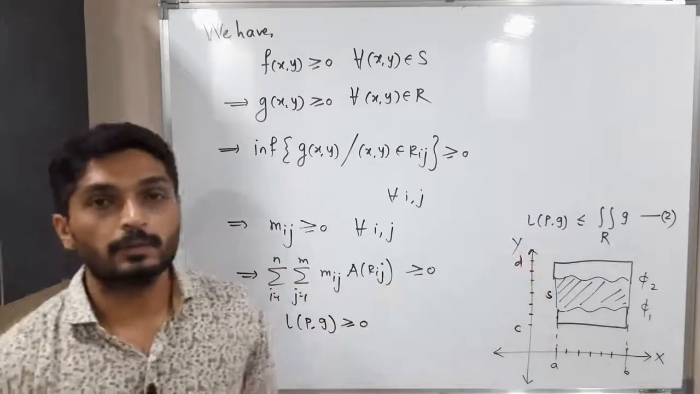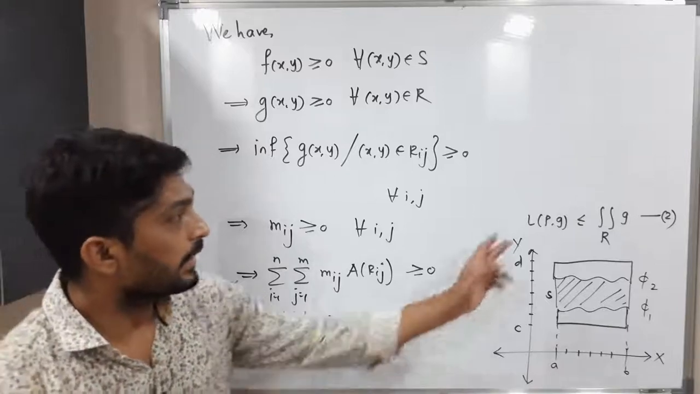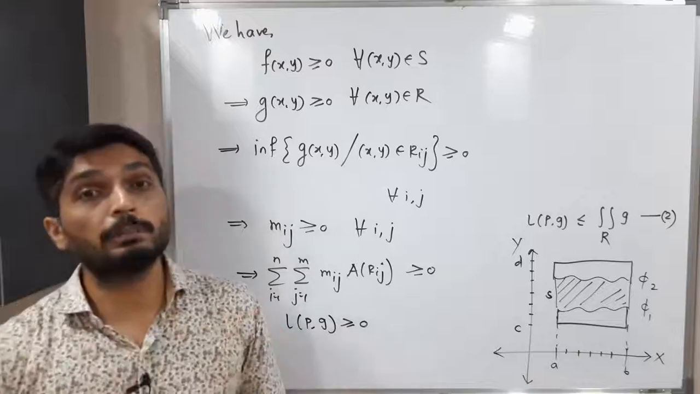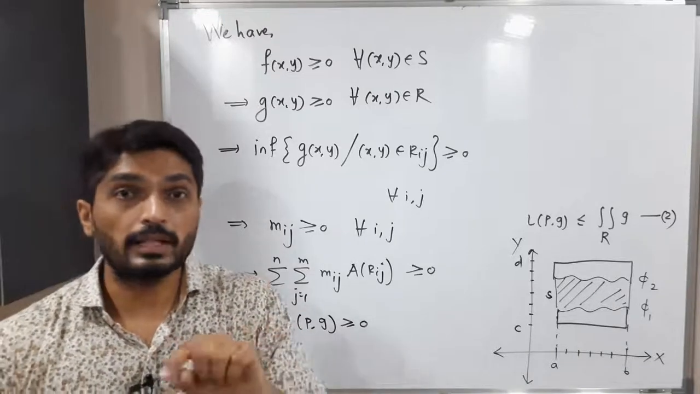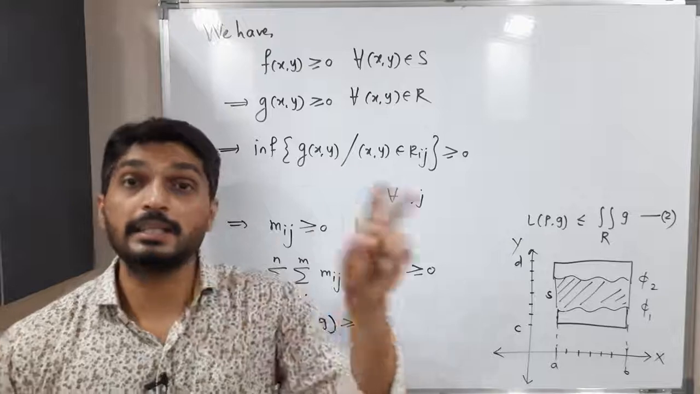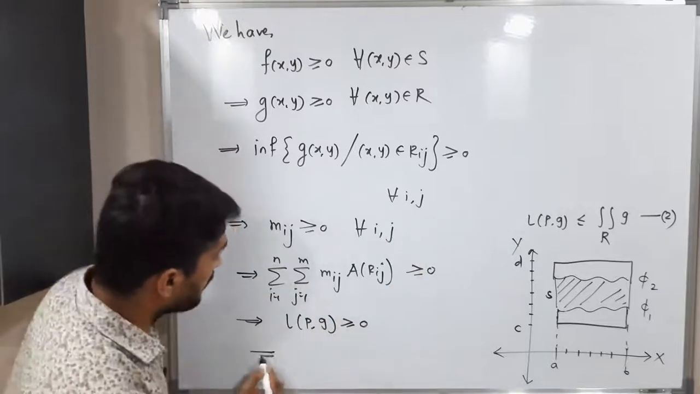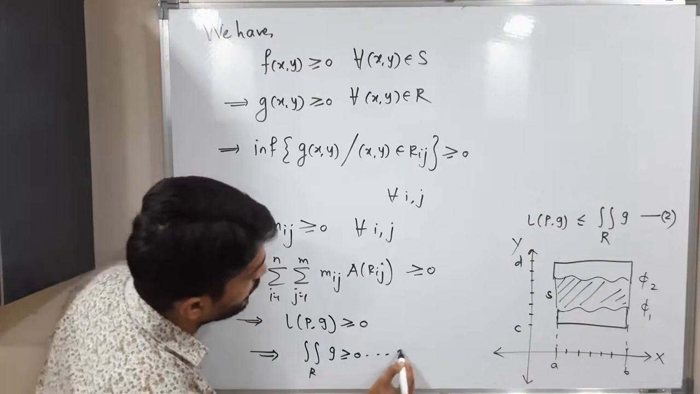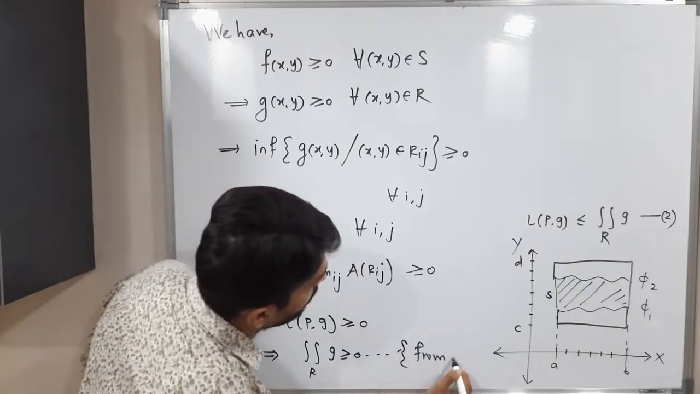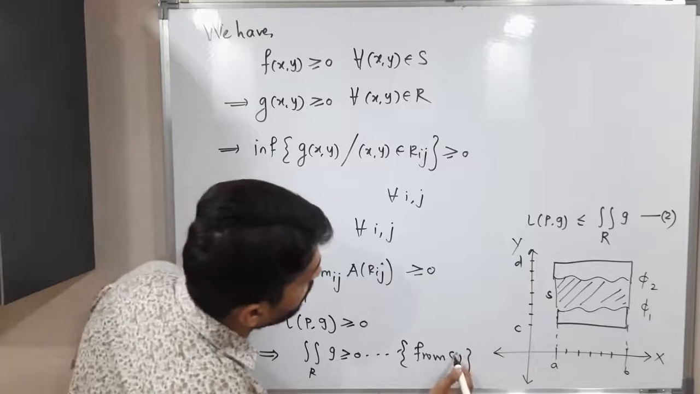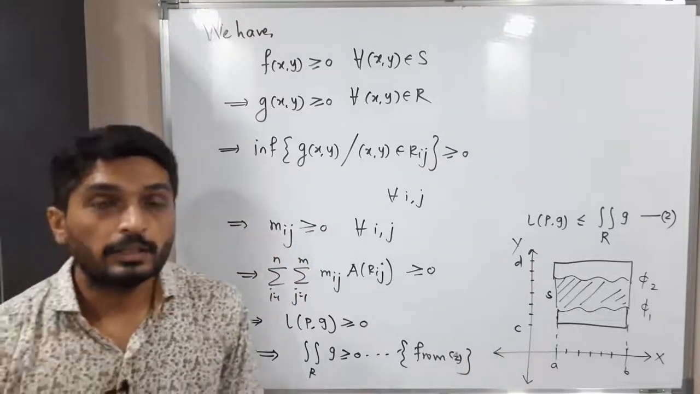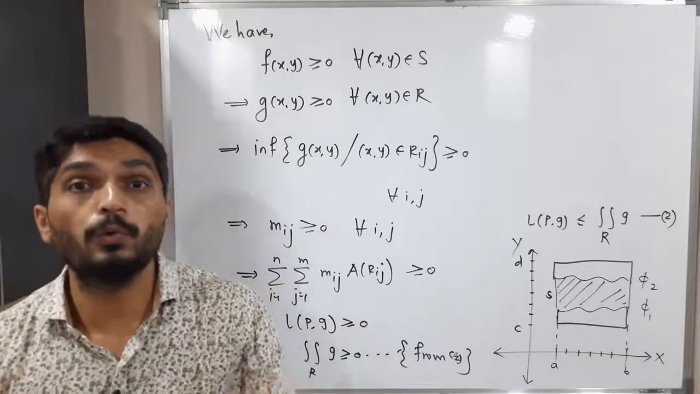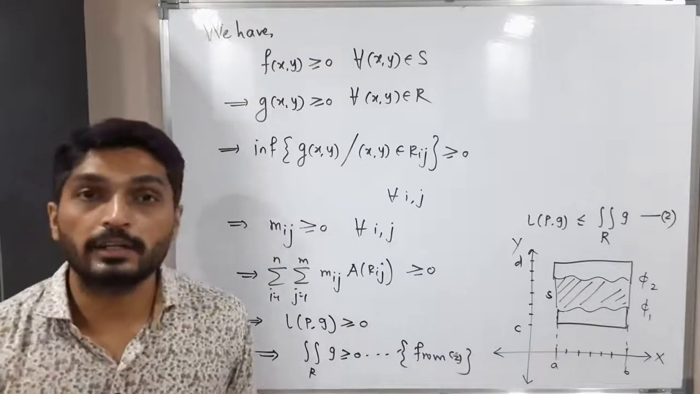So let us use inequality number 2. L(P, g) is greater than or equal to 0, but the actual value of the integral is greater than or equal to L(P, g). You know that if A is less than B and B is less than C, directly we can say A is less than C. Using that, we can write the integral of g over R is also greater than or equal to 0, from 2. Do you remember equation number 1? Equation number 1 says the value of f over S is the same as the value of g over R. But the value of g over R is greater than or equal to 0.